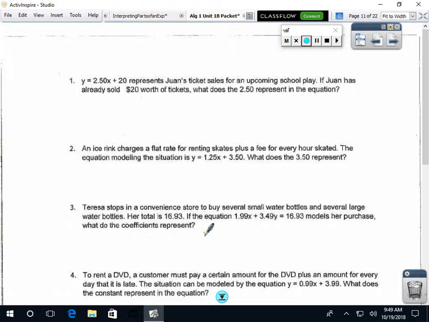Alright, number 1, y equals 250x plus 20 represents Juan's ticket sales for an upcoming school play. If Juan has already sold $20 worth of tickets, what does the 250 represent in the equation? What do you think the 250 represents in this equation? Remember, he's already sold $20 worth of tickets, so this is the money he's already made. What do you think this number means? Right, I heard it a few different ways. The cost per ticket. Okay, it's $2.50 per ticket.